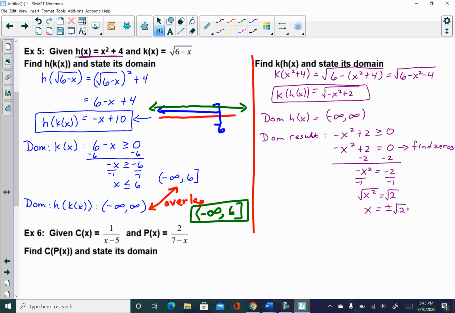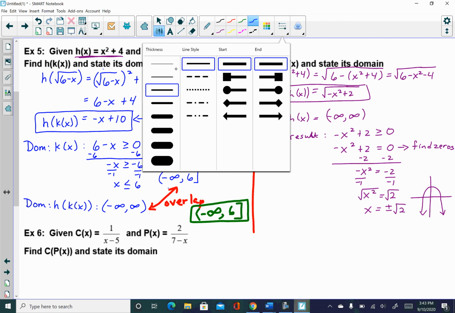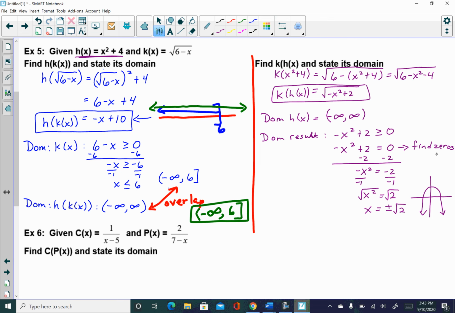Now, from here, let's draw the graph of this negative x squared plus 2. You should find that it looks something like this. And these values, where it's crossing the x-axis, those are your zeros. So we're going to say here then that this value and this value, this is going to be your negative square root of 2, and this is going to be your positive square root of 2.